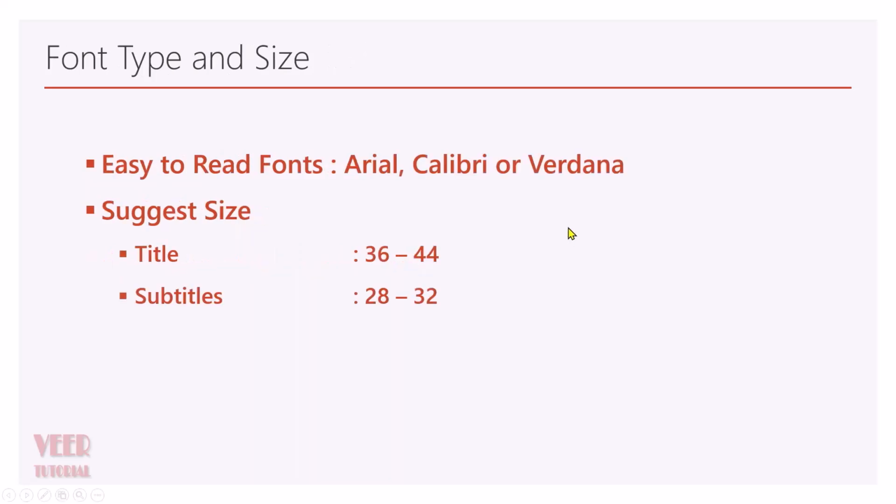Font type and font size. Easy to read. Always use simple, clean fonts like Arial, Calibri, or Verdana. Avoid fancy or decorative fonts that can be hard to read. Suggested sizes. For titles, use a font size between 36 to 44 points. For subtitles, you can use 28 to 38 points. For body text, you can use 24 to 28 font size.